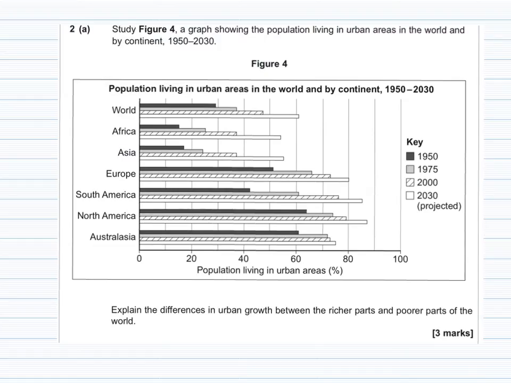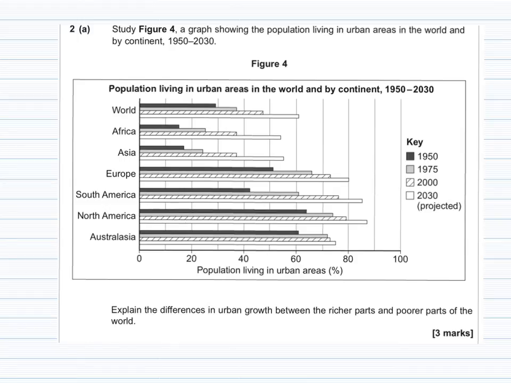Okay, so I want to have a go at an exam question now. This was on a paper a couple of years ago. We'll do the highlighting first of the command words. So it says study figure 4. Always read the top bit, by the way, because it sometimes gives you more information than you realise. So study figure 4, a graph showing the population living in urban areas in the world and by continent between 1950 and 2030.